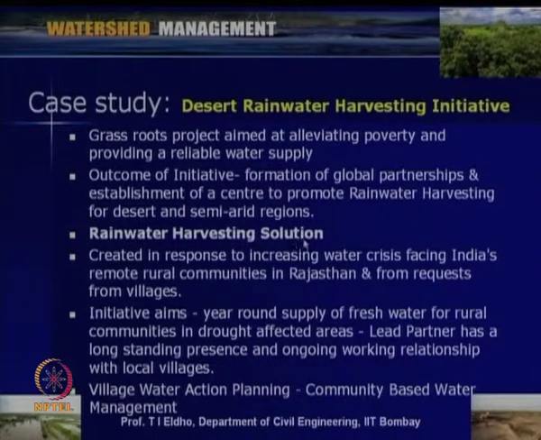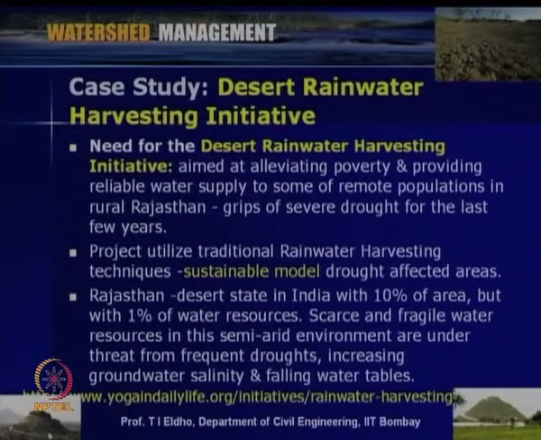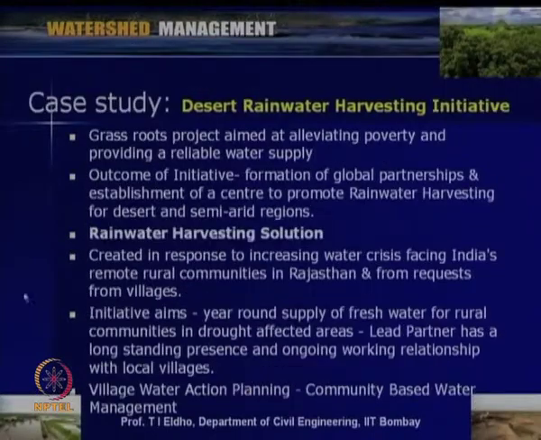So then, rainwater harvesting solutions, that is the main thing. You can see, for example, in one particular village, rainwater harvesting structures were constructed, and after a few years there is good storage of water, and the face of that area has totally changed. This has been implemented by the NGOs with people's participation.